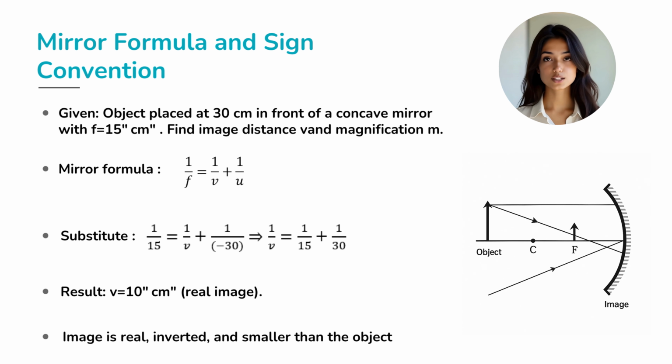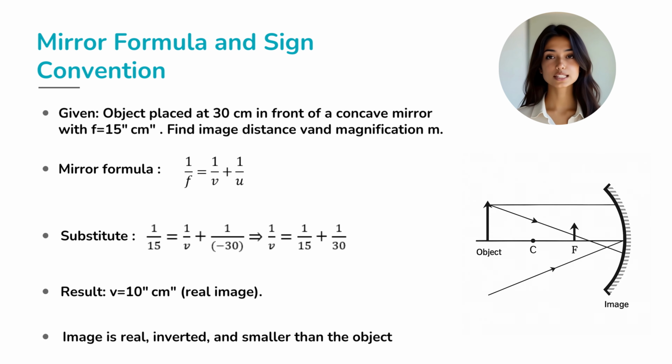Let's do a quick calculation together. Suppose an object is placed 30 centimeters in front of a concave mirror with a focal length of 15 centimeters. We'll find the image distance and magnification. Step 1. Use the mirror formula 1 over f equals 1 over v plus 1 over u. Now, substitute the values.